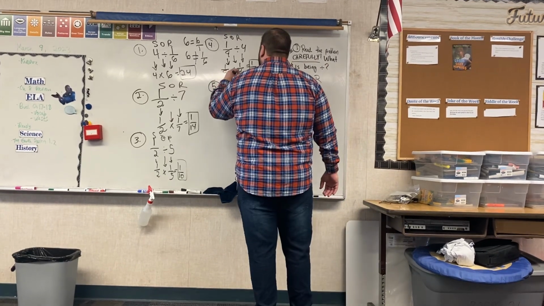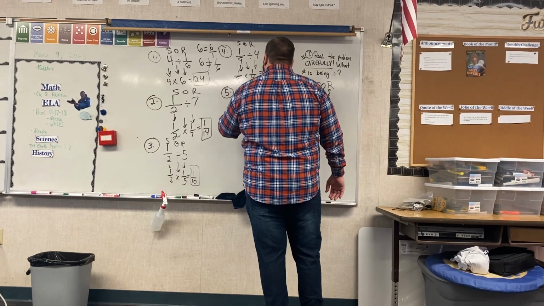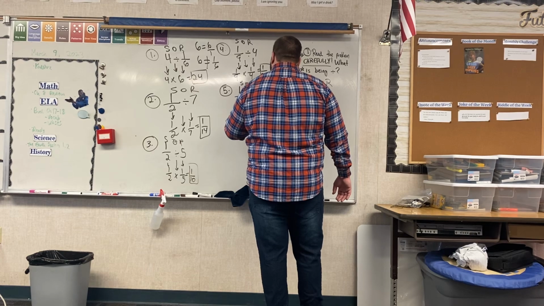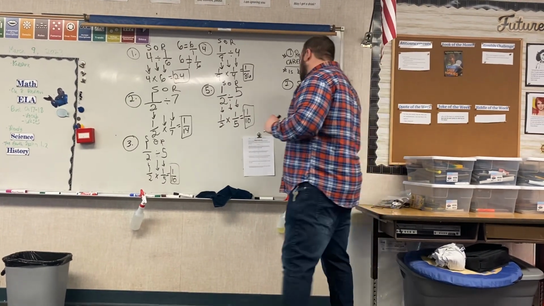Same, opposite, reciprocal. 1/2 stays the same. Opposite division multiplication. And 5, the reciprocal is 1/5. 1 times 1 is 1. 5 times 2 is 10. 1/10 is your final answer. Okay? Number 6.